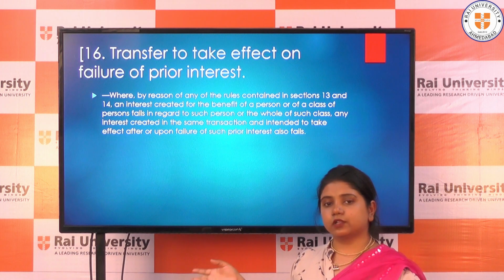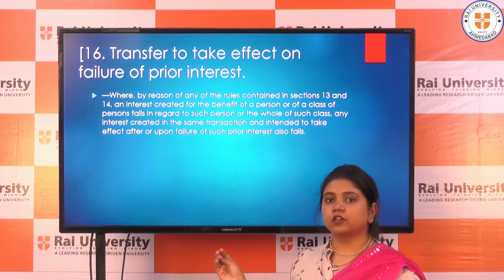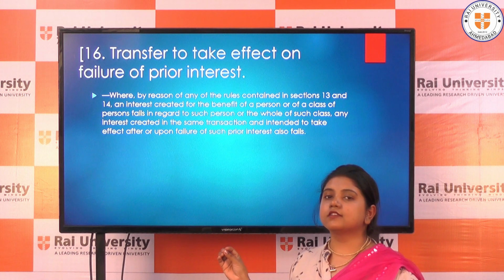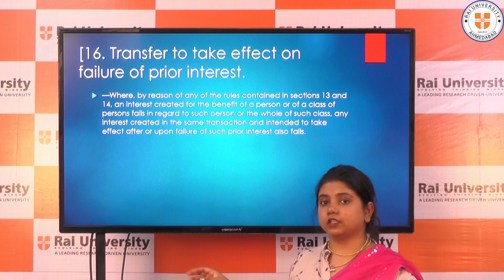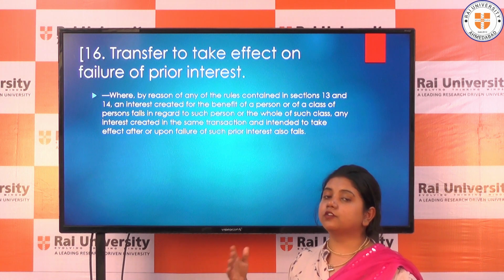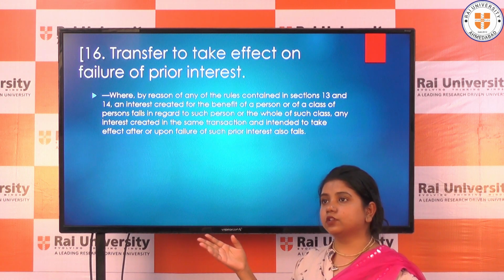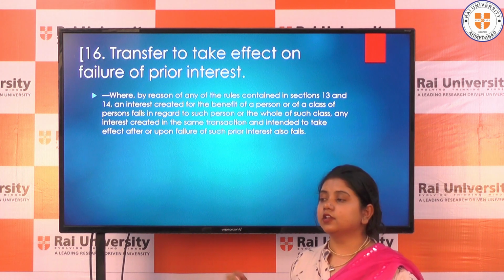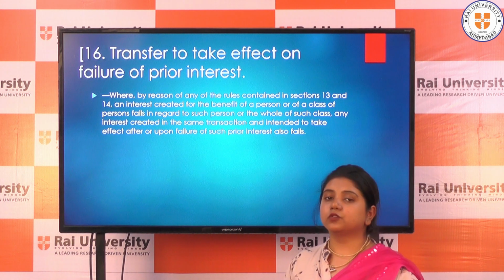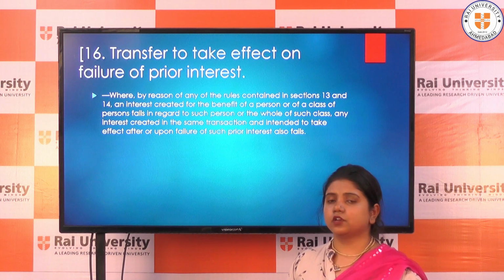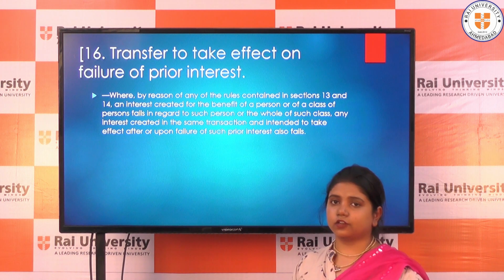But if a daughter is born, the transfer will happen, but it is not an absolute transfer. The daughter will not alienate that property. The daughter will not further transfer that property. And if both daughter and son are not born, then the property will transfer to your nephew. This is what the case law deals with.